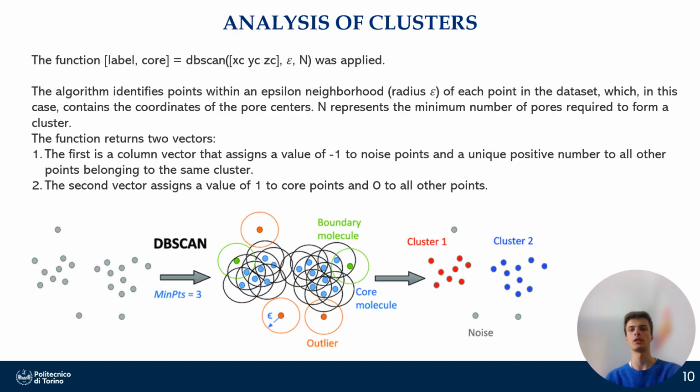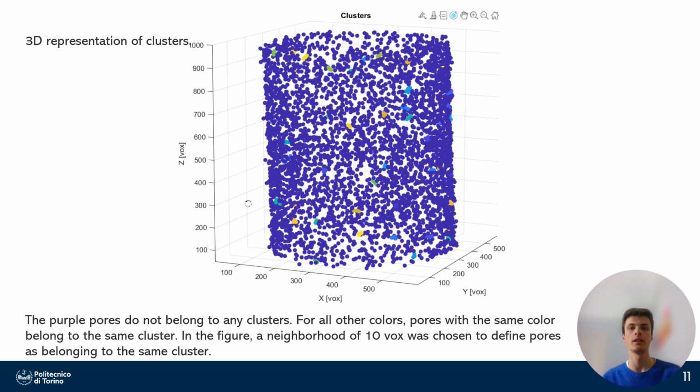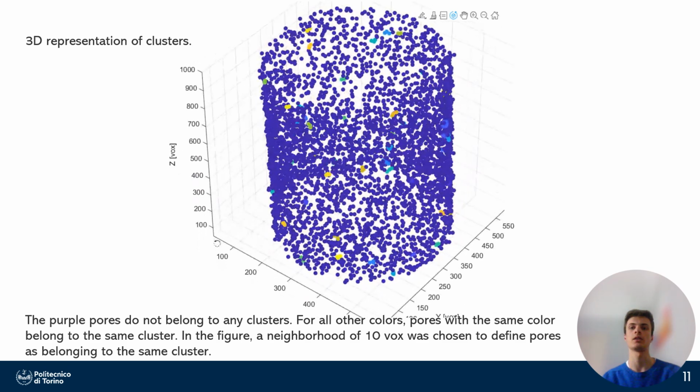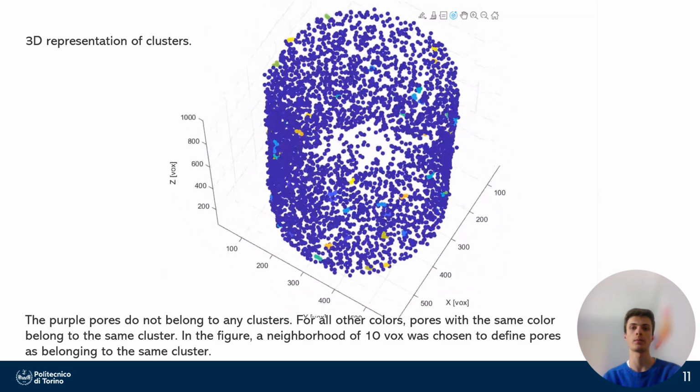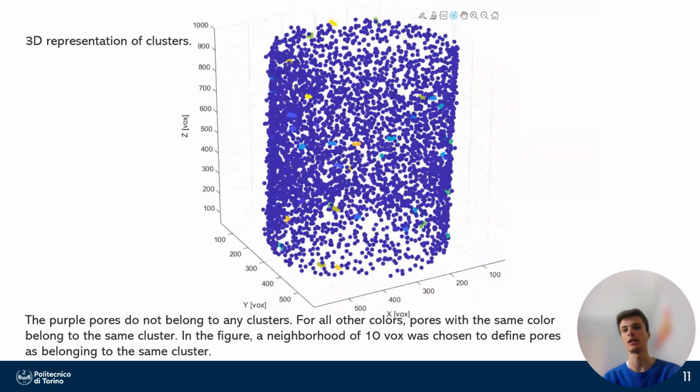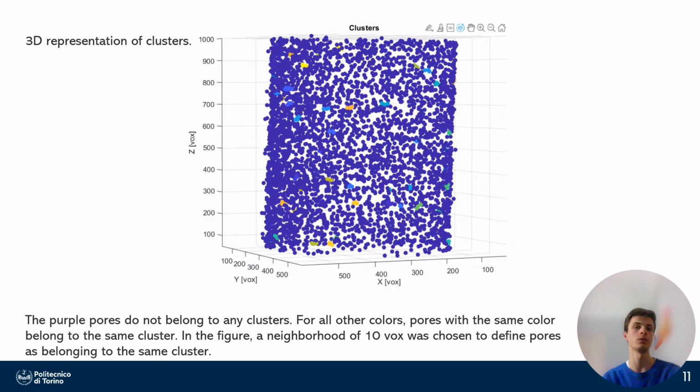We now move on to the identification of clusters. To achieve this, the DBSCAN algorithm was adopted. The pore coordinates, an epsilon neighborhood, and a minimum number of pores n that must be present in the neighborhood to define the pore as belonging to a cluster were provided as input. The clusters present in the analyzed cylinder were then illustrated in three dimensions. In the representation, an epsilon of 10 voxels and n equal to 3 were used.